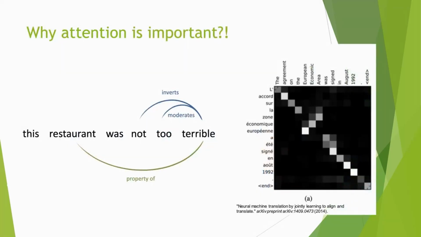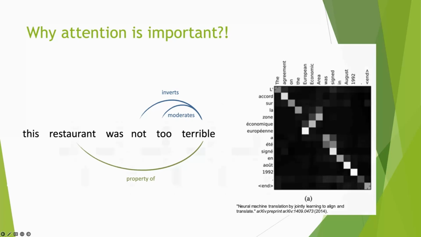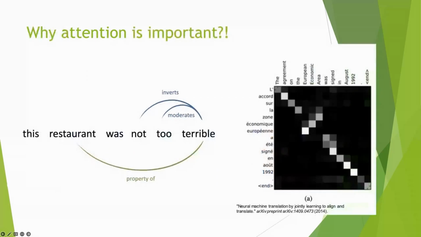But let's look at the meaning, what's going on here and why we care about that. Someone might say, this restaurant was not too terrible. Whoever said this sentence means that terrible is a feature property of the restaurant, and that terrible is inverted by not, and too is moderate. So you can see the word terrible by itself contains meaning from restaurant and not and too. So you would want to carry this meaning of terrible with you.